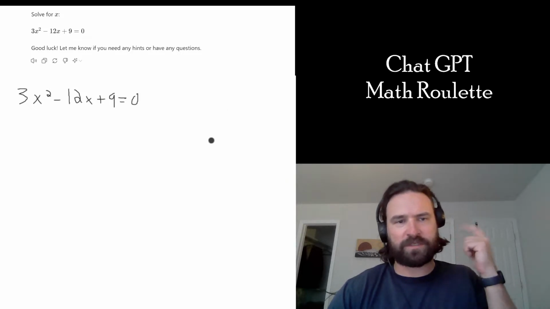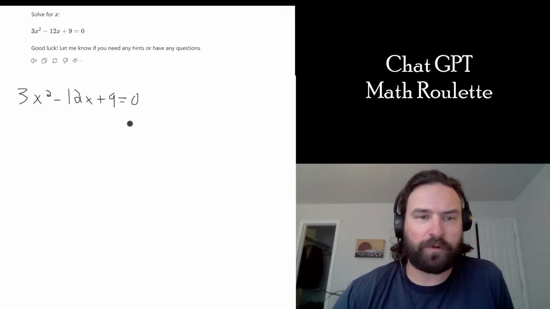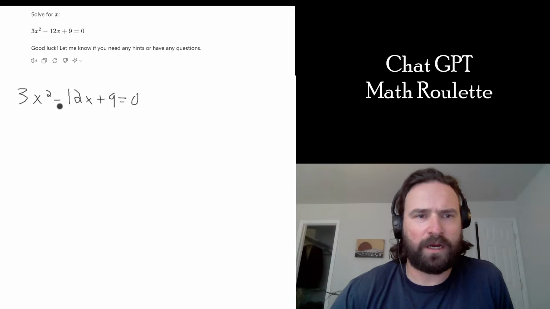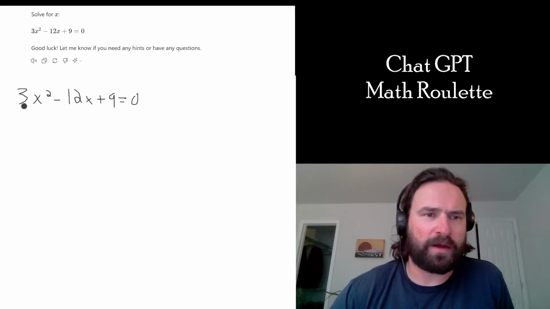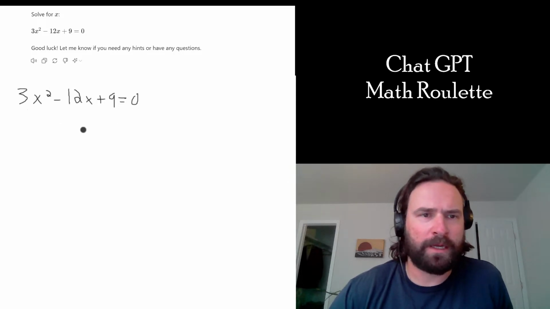Alright, so this is a factoring problem. And I know that it's a factoring problem because we have a quadratic equation, which is an equation that has an x squared in it, and that's the biggest exponent on the x. We also have 12x and a 9, so this is in standard form, which is when you have the x squared term first, then the x term, and then the constant. So we have ax squared minus bx plus c here, which is a quadratic.